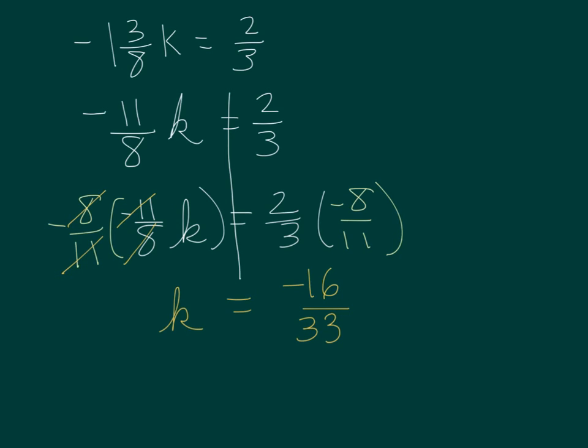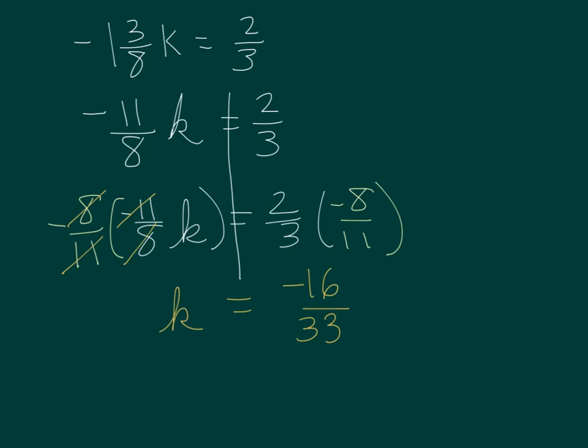When I do that on the left side, the 8's cancel out, the 11's cancel out, and a negative times a negative becomes a positive. So I have positive k equals, and then I multiply 2 times negative 8 and get negative 16, 3 times 11 and get 33. So the answer to this problem is k is equal to negative 16/33.